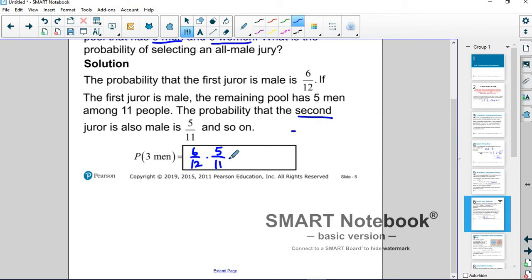Okay, and then 1 more person for a third person. There's 1 less man to pick from again, and there is 1 less person to pick from again. And so both of these numbers change once again.